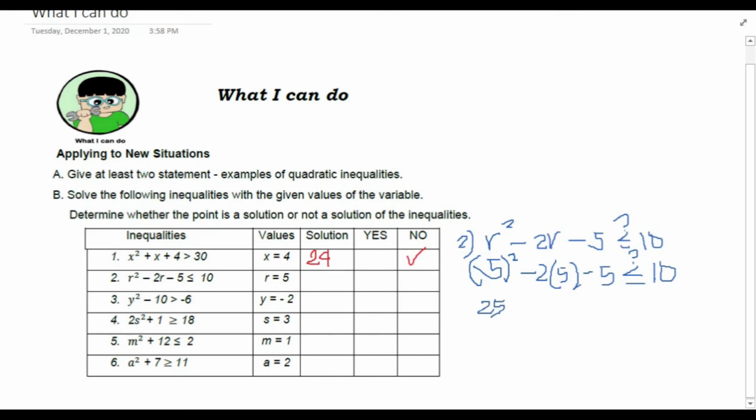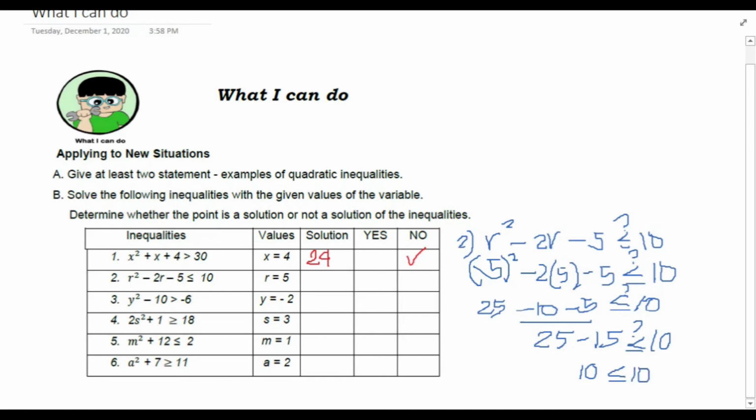Minus 2 times 5 is 10, so minus 10. Okay, and then negative 5. Is it less than or equal to 10? And that is a question mark. So 25 minus 10 minus 5, so this one is negative 15. Okay, so 25 minus 15 is less than or equal to 10. Then 25 minus 15 is 10, which is less than or equal to 10.